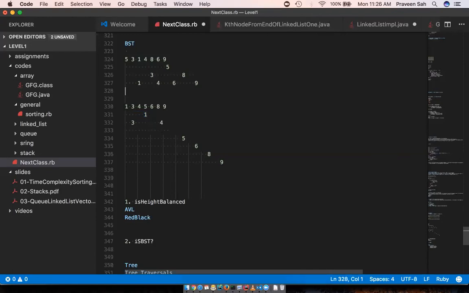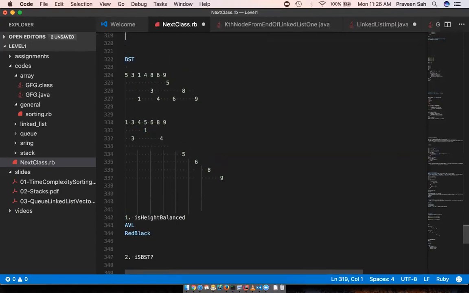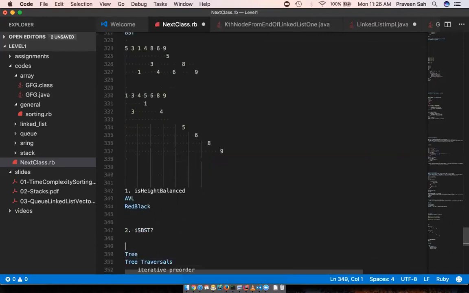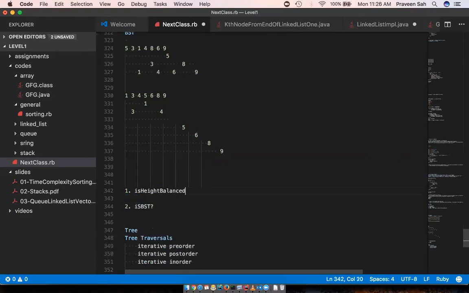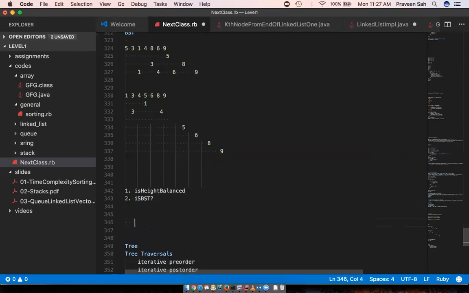But suppose we have done this, we have a tree already created, keeping in mind all those logic, how to insert in a BST, how to insert in an AVL tree or a height balance tree. You have to tell me, given the tree, is it height balanced or not, or is it a BST or not? These are two different questions. Let's start with isBST. Shall we start with this question first?